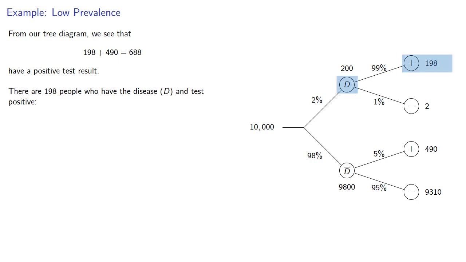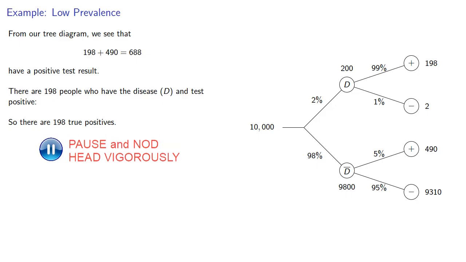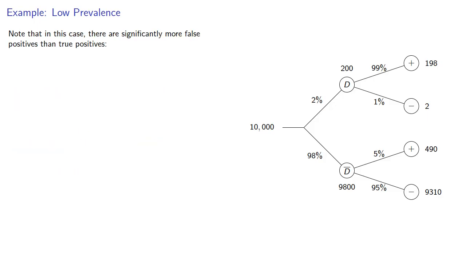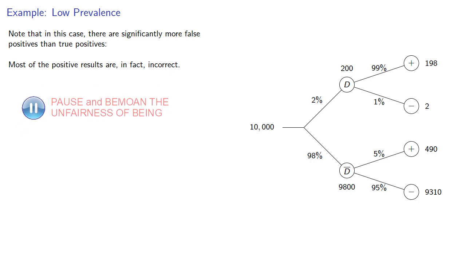There are 198 people who have the disease and test positive, so there are 198 true positives. But there are also 490 who don't have the disease but still test positive, and so there are 490 false positives. Note that in this case there are significantly more false positives than true positives, and in fact most of the positive results are in fact incorrect.